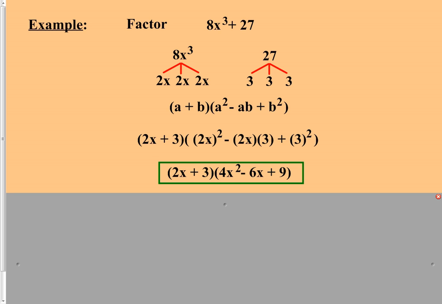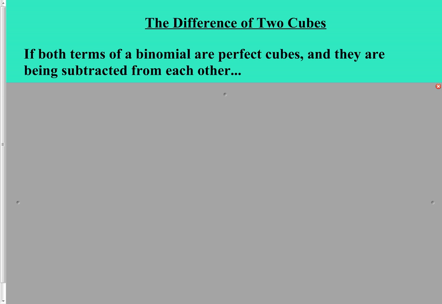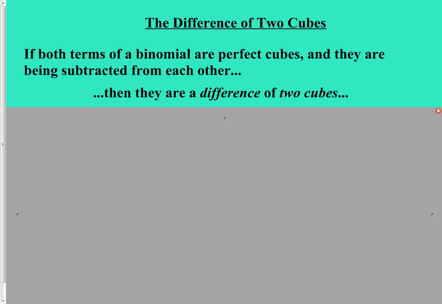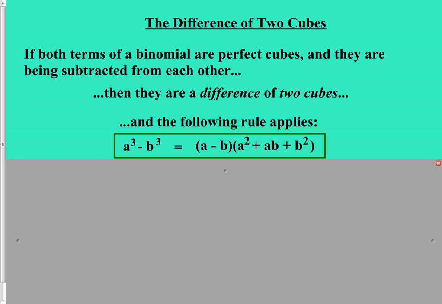Okay, there is one more rule in today's stuff, and it is the difference of two cubes. Now I bet you can guess the way this thing is worded, same as the other ones. If both terms of a binomial are perfect cubes and they are being subtracted from each other, then that is the textbook definition for difference of two cubes. And once again, you're going to see we have a formula. And once again, you're going to see that the formula is rather ugly.